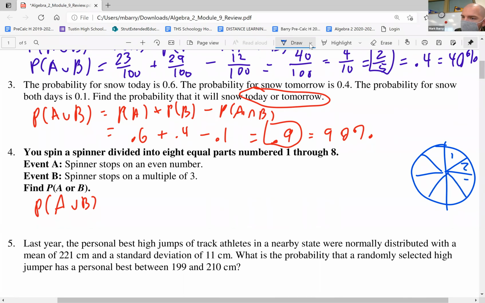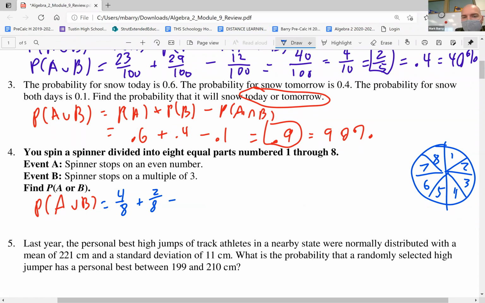We got 1, 2, 3, 4, 5, 6, 7, 8. Okay. So the probability of an even number looks like 4 out of 8. The probability of a multiple of 3, that would be 3 or 6. So that would be 2 over 8.